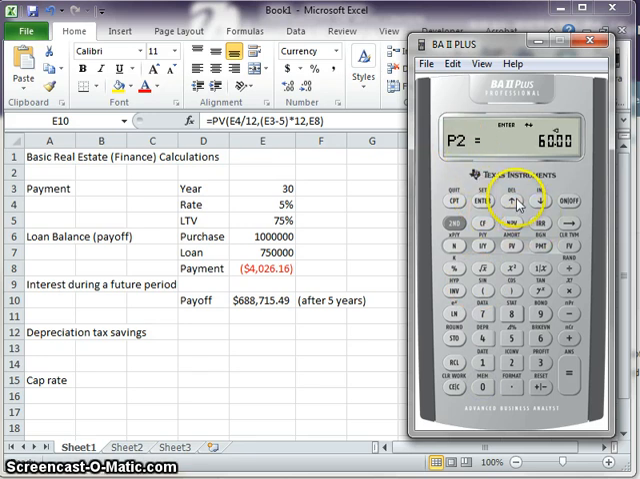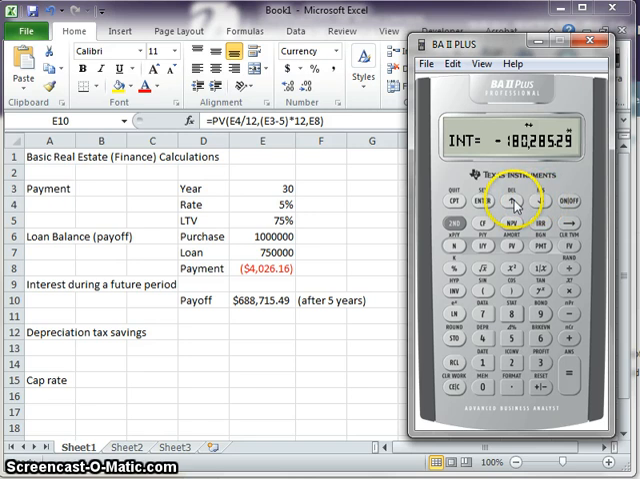And so now we're using our arrows, from the first period to the 60th period. The balance at the end of that is 688,715.69. I don't know why it says 49, probably a difference in the rounding between Excel and my calculator. And we can also see in that first 5 years, we've also paid off $61,000 in principal. We had $180,000 in interest that was paid in those first 5 years.